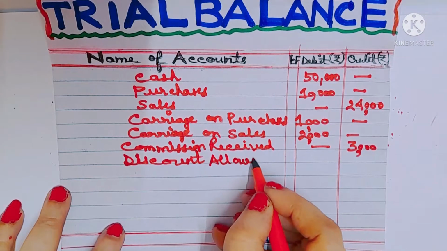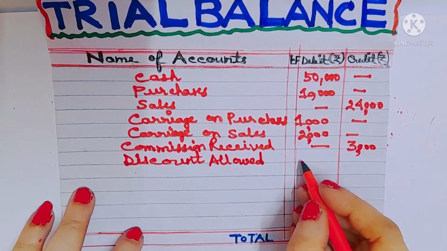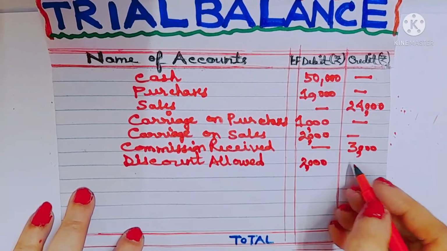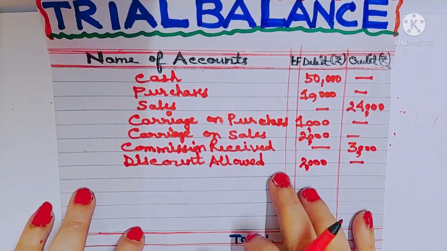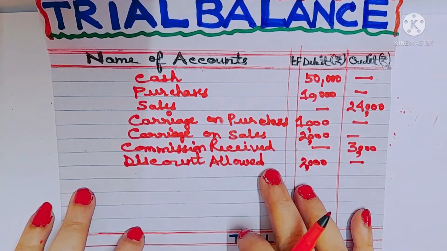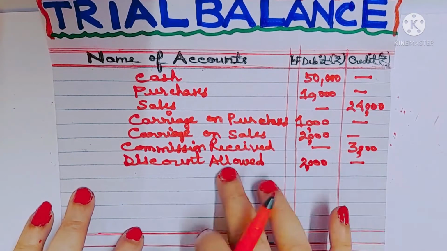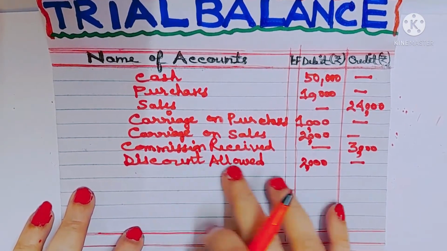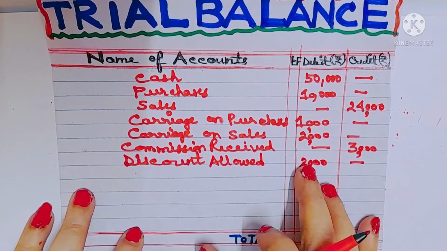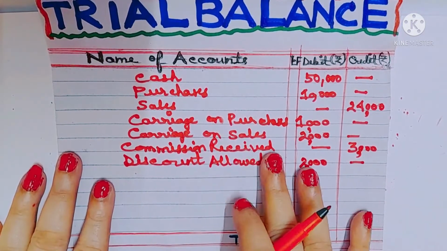Discount allowed is a debit balance. That is the reason we're writing 2000 in the debit column. Why is discount allowed a debit balance? Because discount allowed falls under nominal account. According to nominal account, all losses and expenses are debited. Here discount allowed is a loss for the business, so discount allowed will be debited. Understood? Let's see the next account.